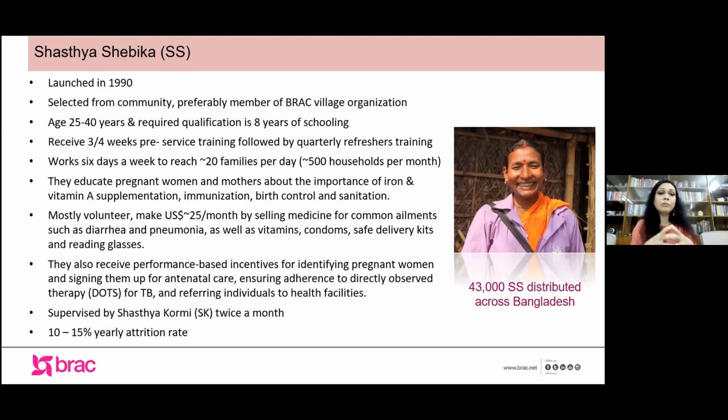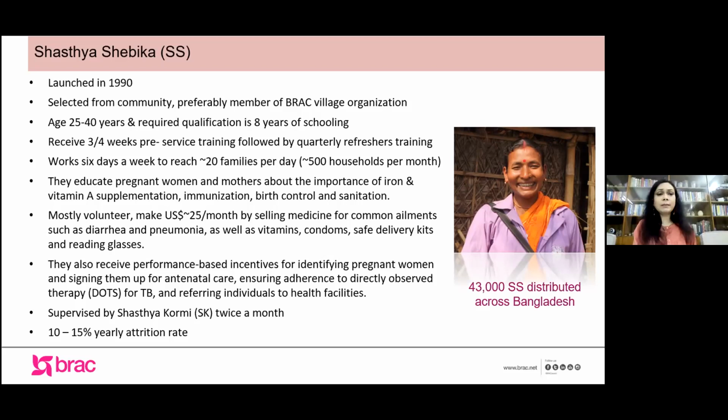But finally, we found a model, the Shastu Shebika, who is a person selected from the community, especially from the microfinance group of BRAC, which is known as village organization, and she was able to serve the population, because she has the connection with the community and she understands the problem, and she was pro-poor. So the characteristics of the Shastu Shebika was that she's a little bit aged. They are village women, they are microfinance board members, and their educational qualification was 8 years of schooling.